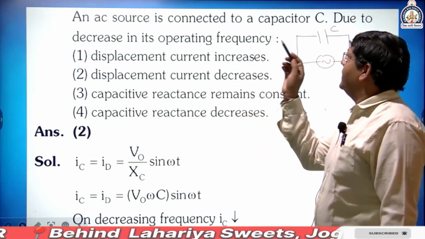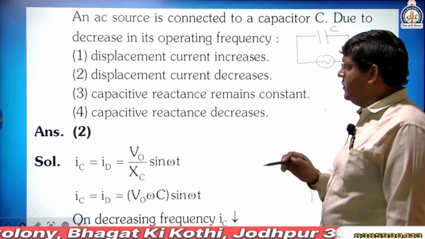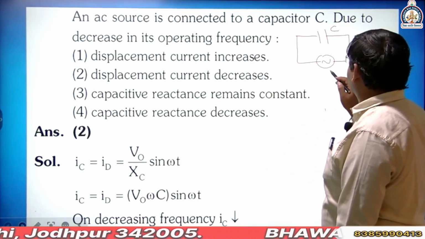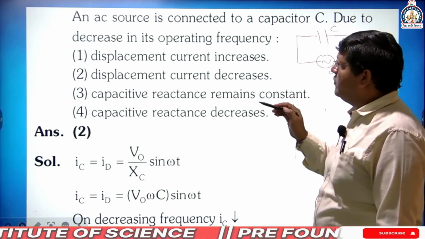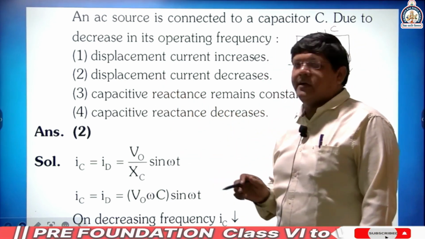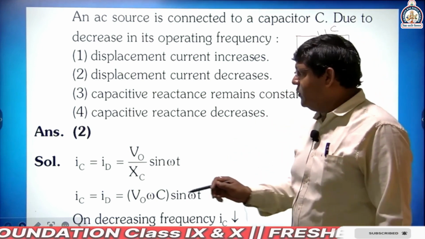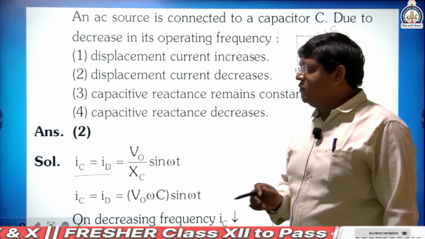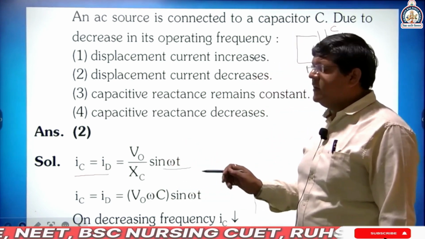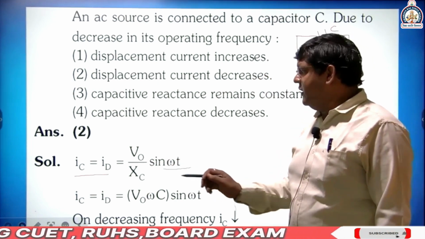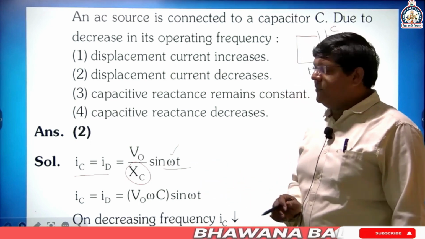An AC source is connected to a capacitor, and its operating frequency decreases. The frequency of this source is omega, and the frequency decreases. What happens? We have to calculate the value of displacement current and the conduction current. As we all know, conduction current and displacement current are both equal. The formula is V0 upon Xc sin omega t. V0 is the value of voltage, Xc is known as the capacitive reactance, and omega is the angular frequency.